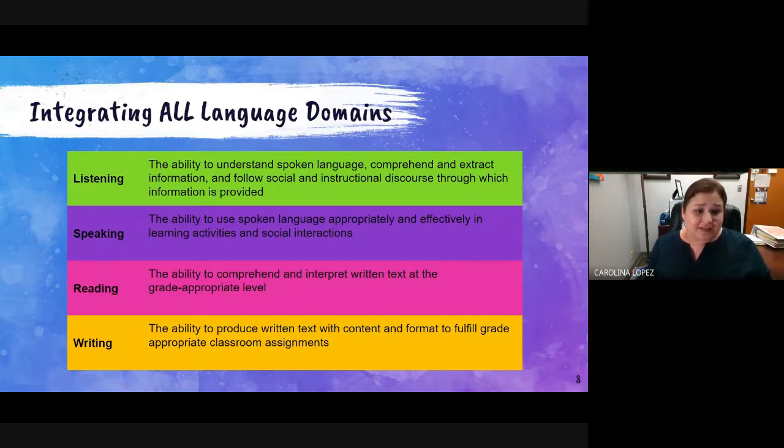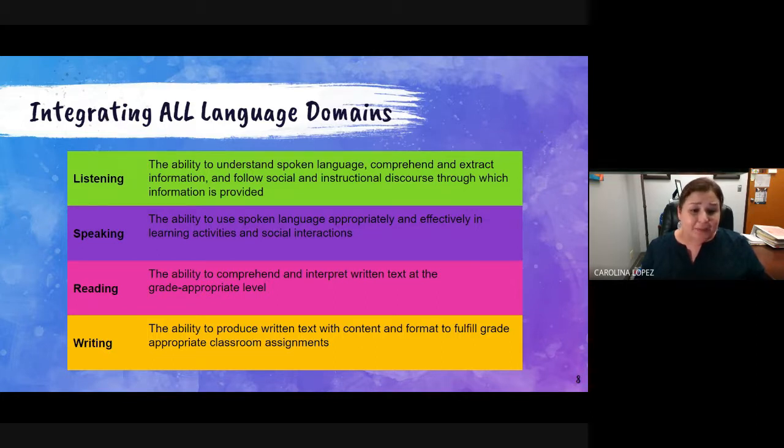If you notice, listening says the ability to understand spoken language, comprehend and extract information, and follow social and instructional discourse through which information is provided. When I talk about differentiating by proficiency level, your beginner is probably going to need you to work as far back as the social discourse, because they may not understand even the directions that you're giving them, and they may need some differentiation through gestures. But your advanced students may be struggling with listening and understanding lectures or conversations about academic topics. So notice that it's the social and instructional discourse, the 2 types of language repertoires.